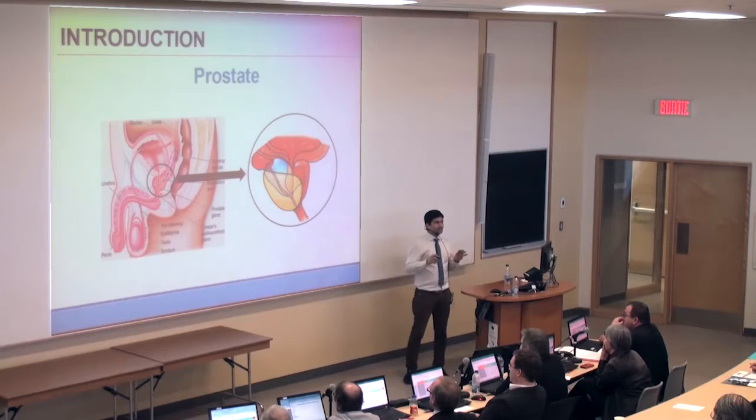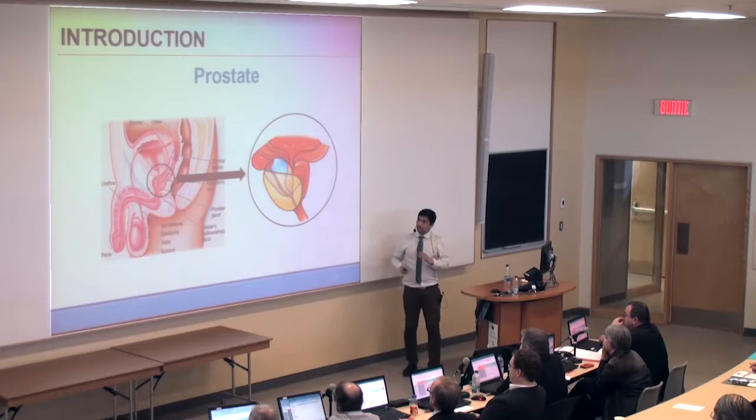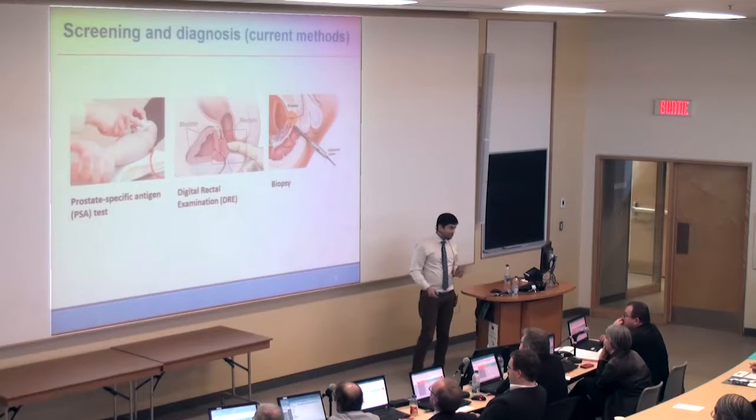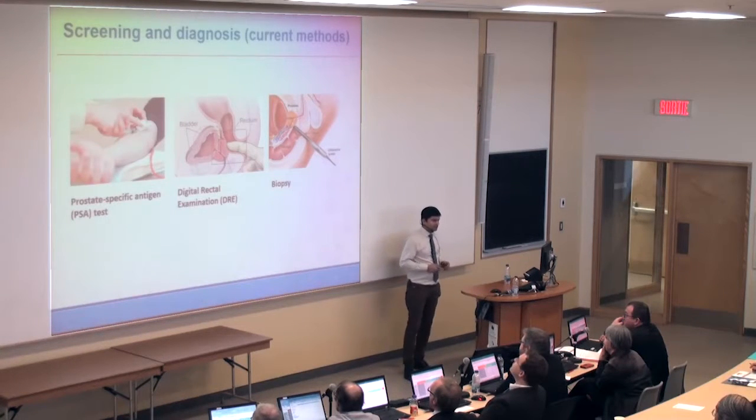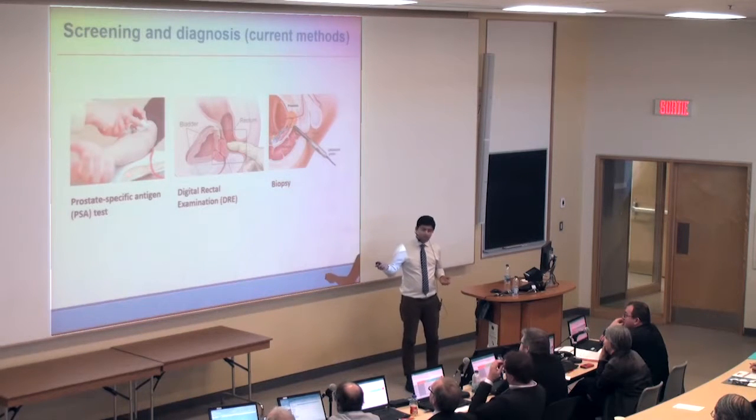How big is the problem? Well, it's the third most diagnosed cancer in the world. Talking about the diagnosis, there are three main tools being used in the clinic to diagnose prostate cancer. First is PSA, called prostate-specific antigen, that is measured in the blood.